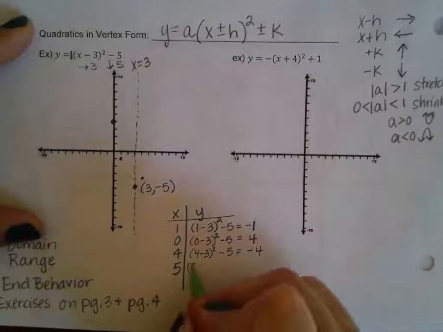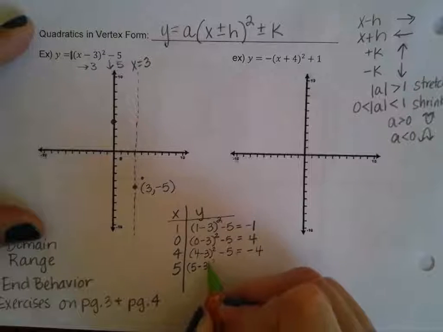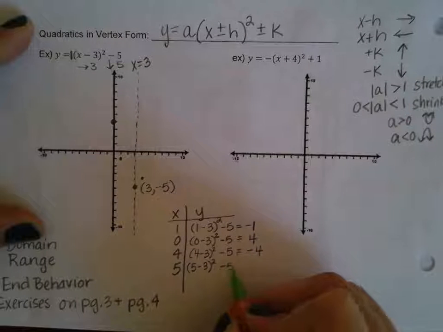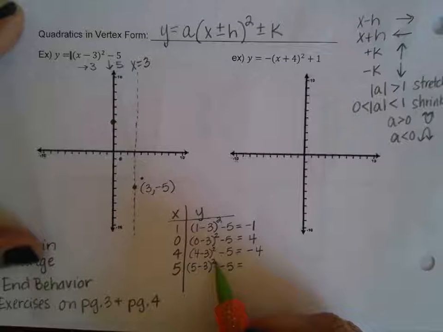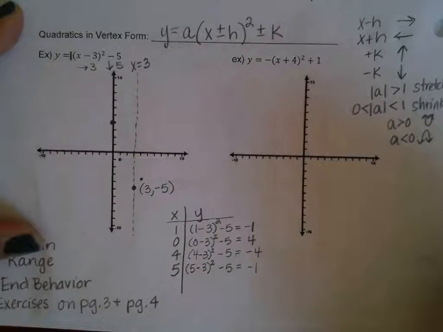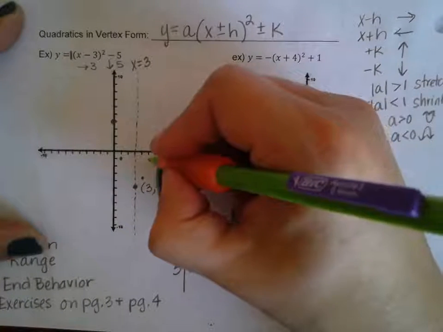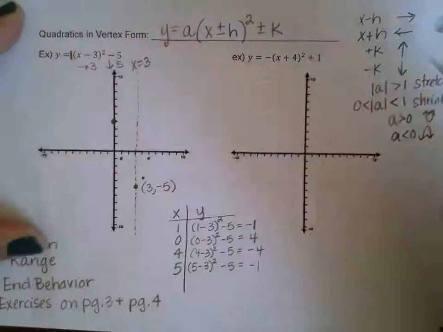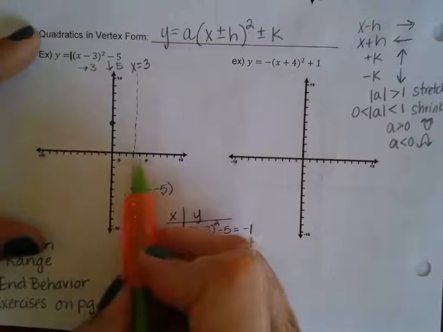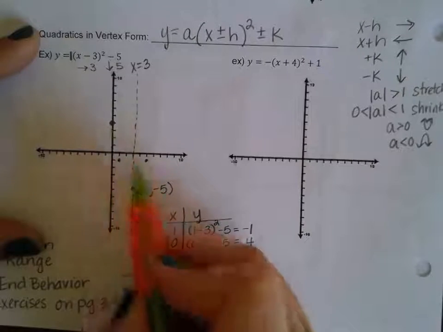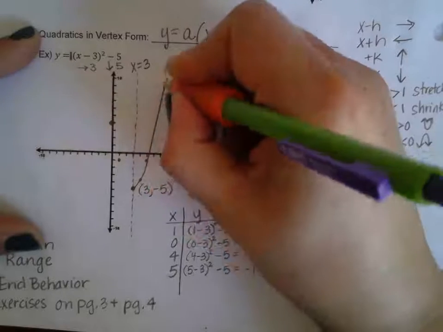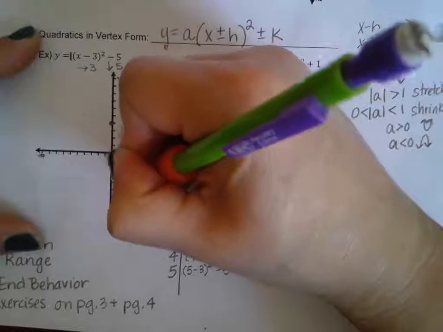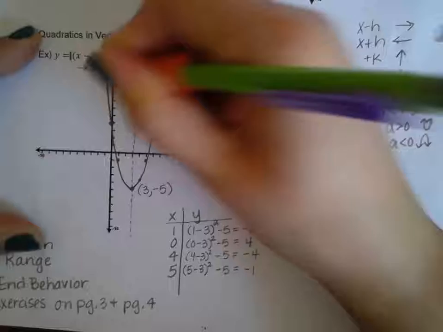Now for 5, (5 minus 3) quantity squared minus 5. So this would be 2 squared, which is 4, and then 4 minus 5 is negative 1. And I guess this one is symmetrical. So over here at 5, you're going to be at negative 1. So these 2 points are actually reflections of each other. These two are just different. So from there, we're going to make a nice U-shaped curve. Make it as smooth as you possibly can.